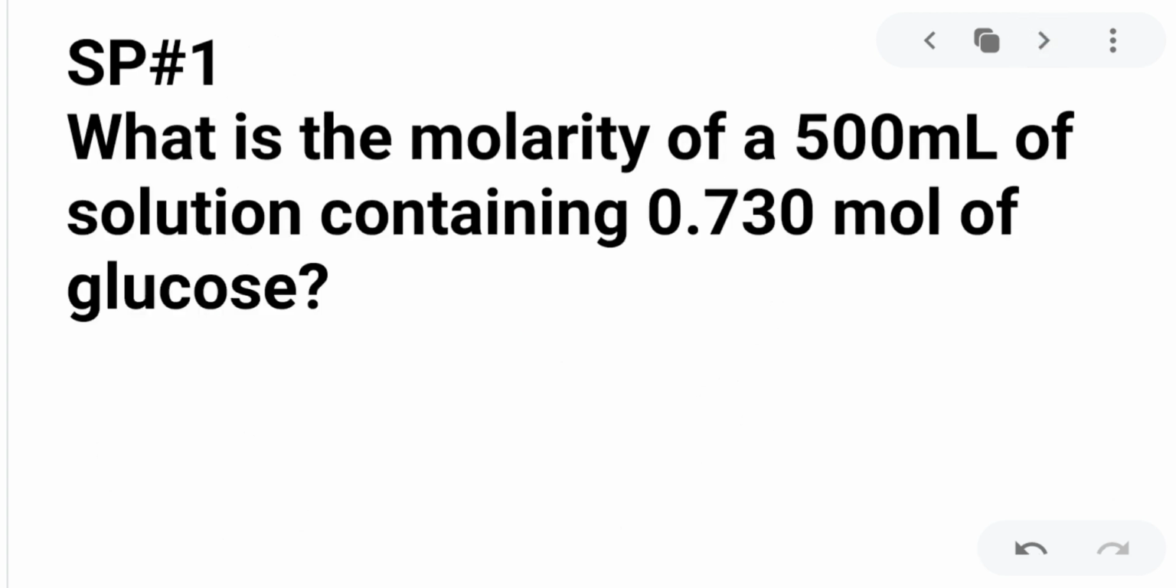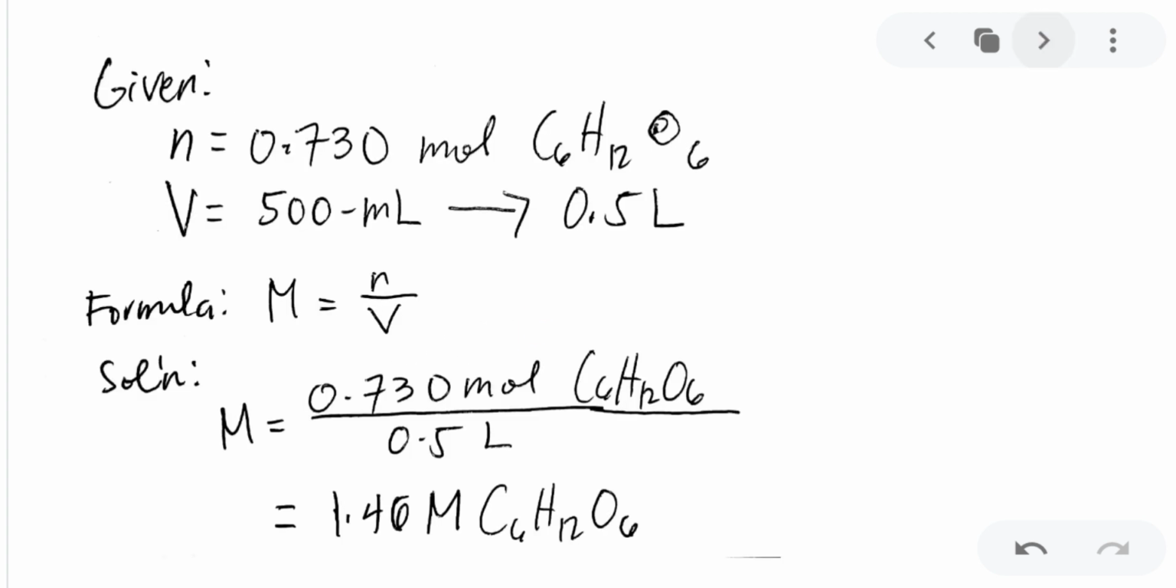I have here sample problem number 1. What is the molarity of a 500 milliliter solution containing 0.730 moles of glucose? So here you are being asked to find the molarity, and the given values are the moles of solute, which is 0.730 mole of glucose, and the volume, which is 500 milliliters. I said earlier that the volume must always be expressed in liters when finding the molarity. So you have to convert 500 milliliters into liters. To convert that, you just move 3 decimal places, 1, 2, 3. So you have here 0.5 liters.